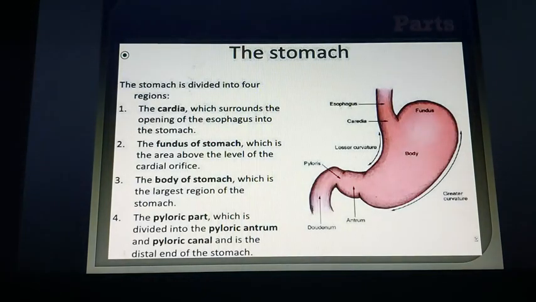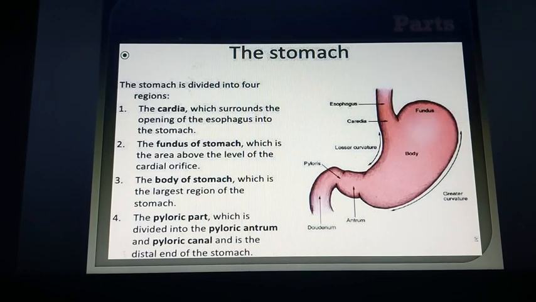Coming to the parts of the stomach. This stomach is divided into four regions. That is the cardiac part, fundus of the stomach, body of the stomach, and pyloric part of the stomach. First of all, the cardiac part, which surrounds the opening of the esophagus into the stomach. So this is the cardiac part, which surrounds the opening of the esophagus into the stomach.